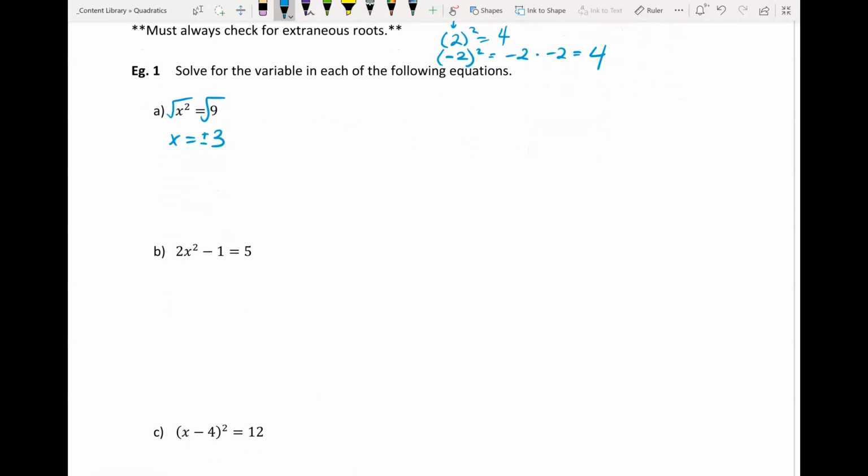For b, same sort of thing. You don't have the b term in the middle, so we can use this method. I'm going to isolate my x as much as I can, so I'll add 1 to both sides. And then I'm going to divide both sides by 2 to further isolate my x. 6 divided by 2 is 3. Now I want to take the square root of both sides to isolate my x. And once I do that, I'm going to have plus or minus root 3.